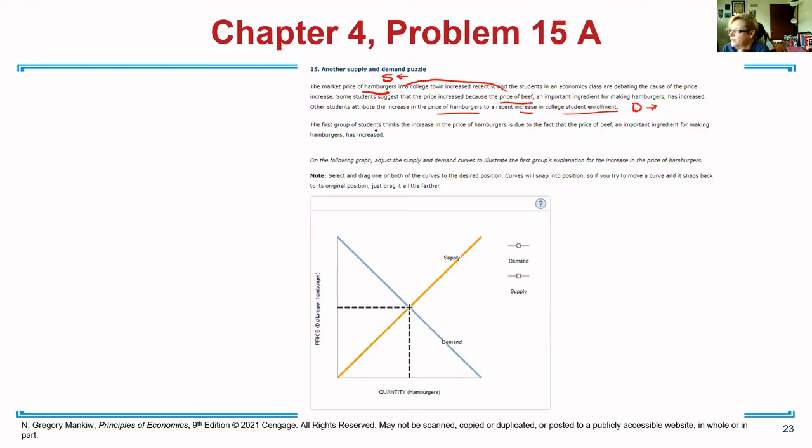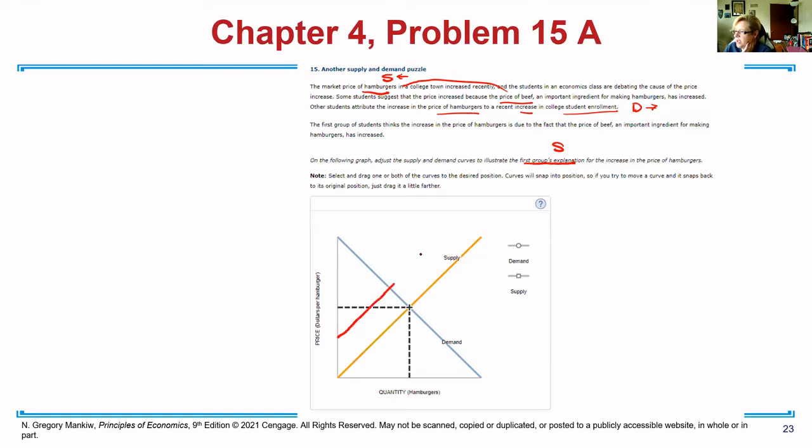Okay, the first group of students thinks that the price of hamburgers is due to the price of beef. All right, on the following graph, adjust the supply and demand curves to illustrate the first group's explanation. So they're saying it's a supply effect for the increase. So what you would do is drag either the supply curve or the demand curve to make it look that way. But what I'm going to do is just simply draw it because for some reason my computer doesn't like it when I use the other.